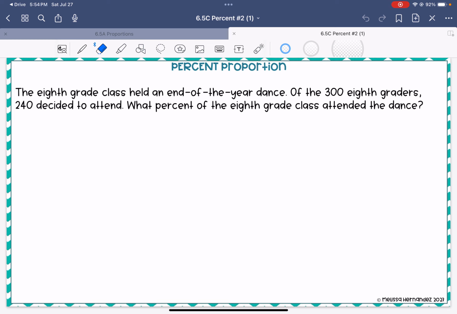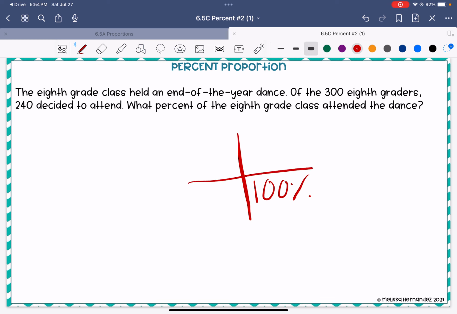So the important thing to remember is percent is out of 100. So I'm going to set up a proportion or a ratio table. The important thing is 100% needs to be at the bottom, whether you choose the left side or the right side. It's irrelevant. Your 100% is your total. This percent is out of 100. And then we are tasked to finding the part in the percentage. We know 240 is your part, so that goes on top. 300 goes on the bottom.